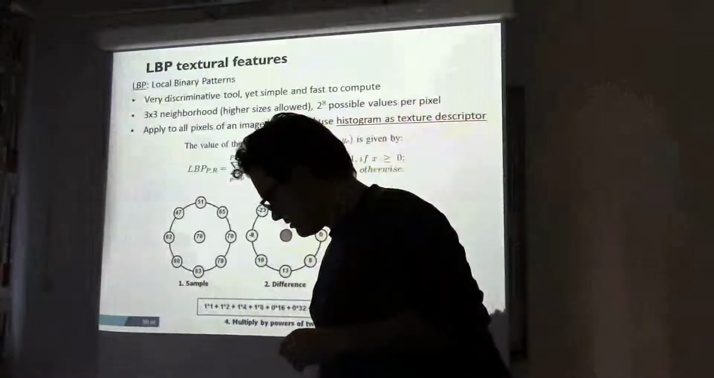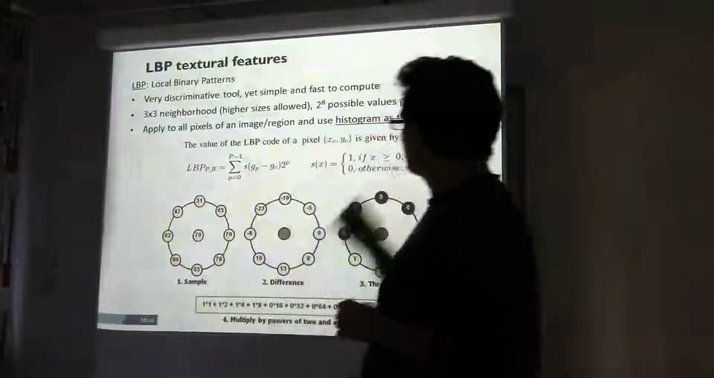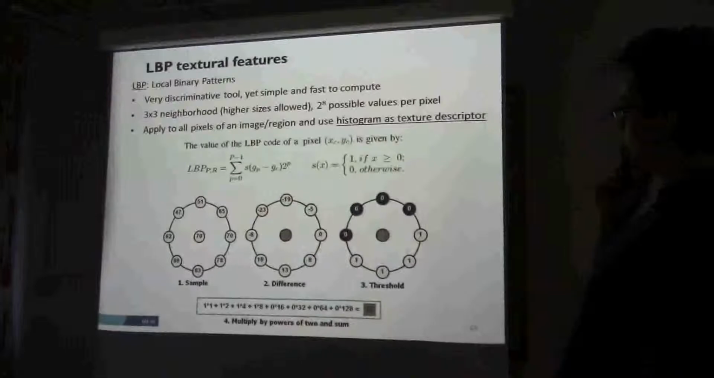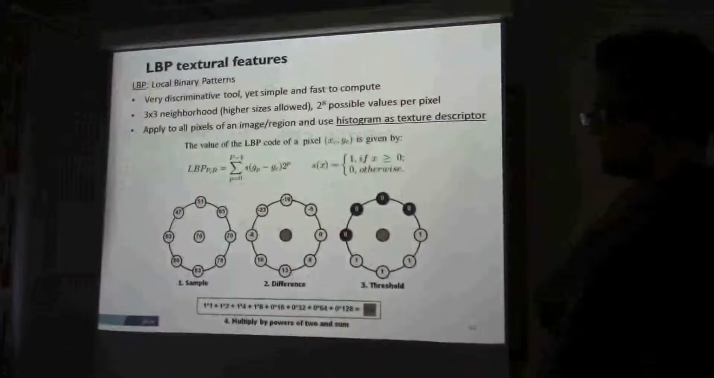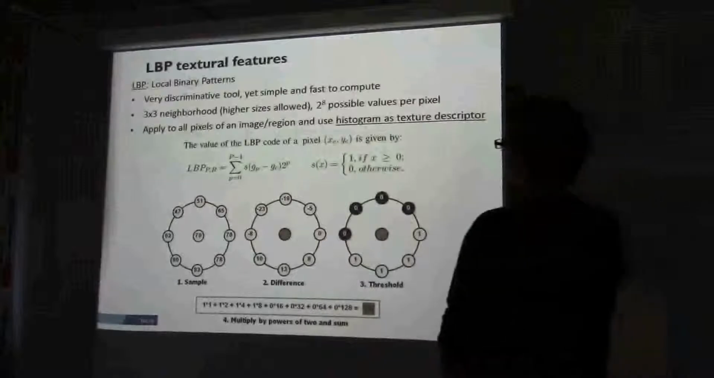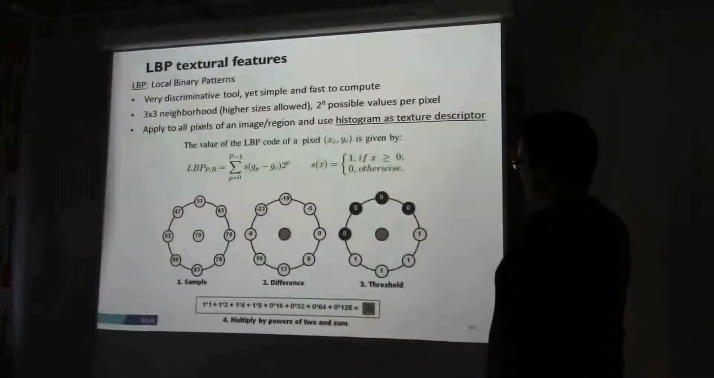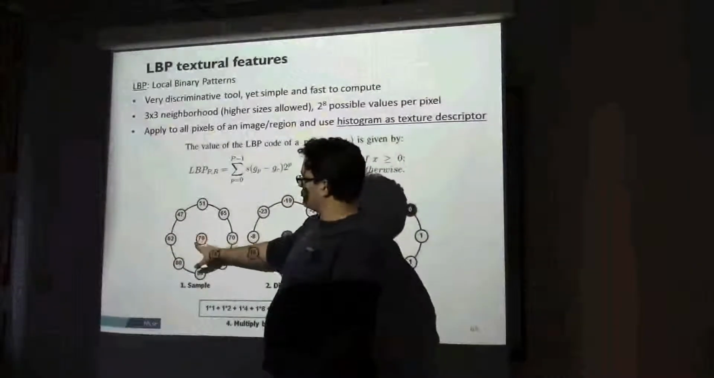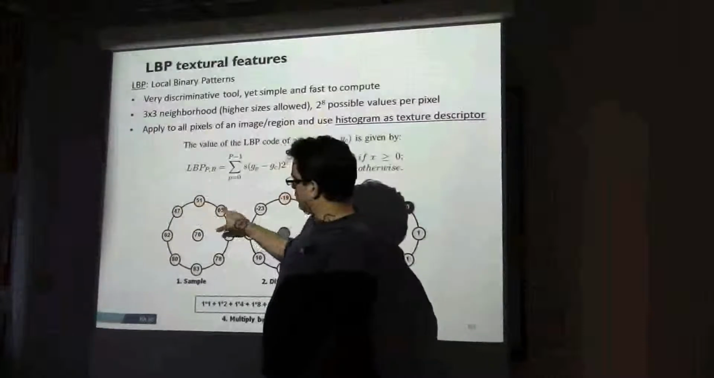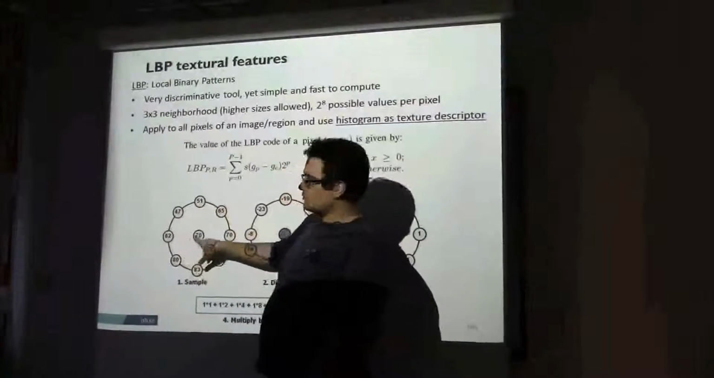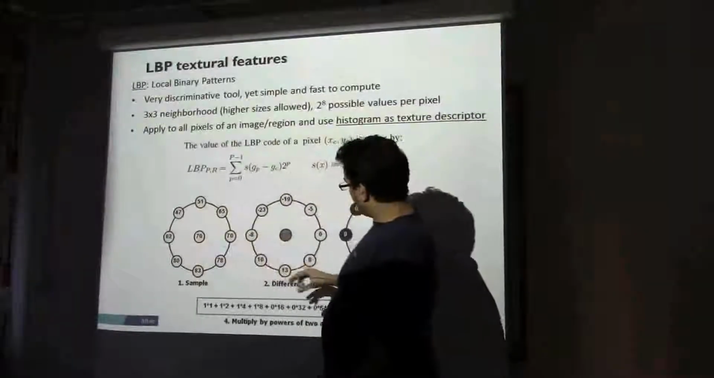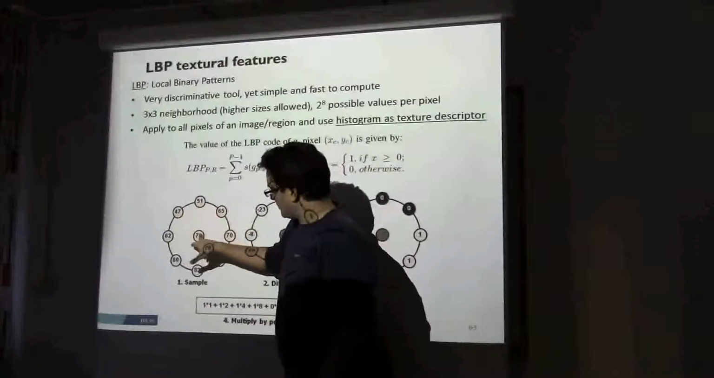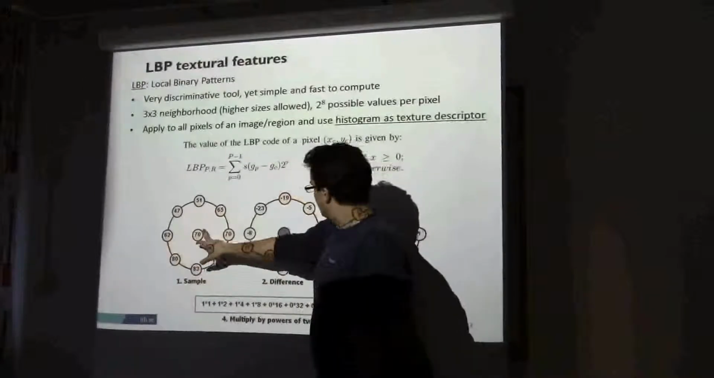And the last one is the LBPs, very fast, only two slides. This is also a very discriminative and famous textural feature proposed some years ago, but now it's been widely used. The idea is that you position yourself at a pixel and look around at the 8 neighbors, and then find the difference of gray values between this pixel and the 8 pixels.